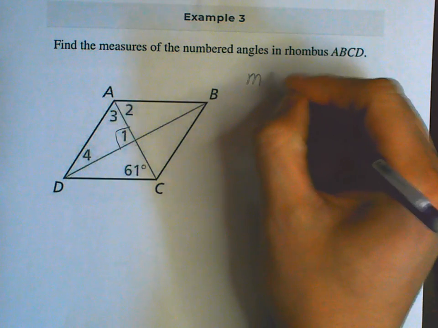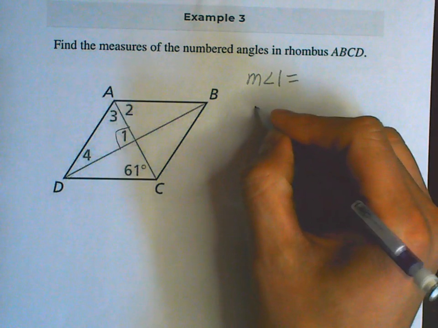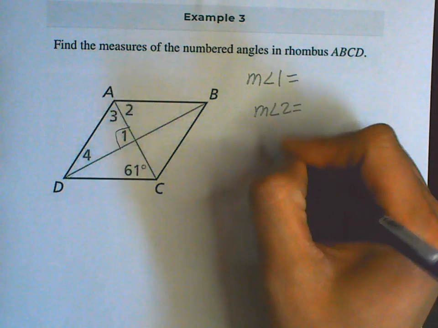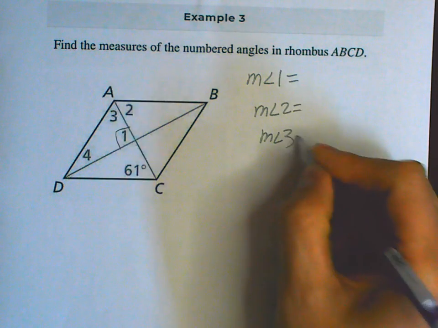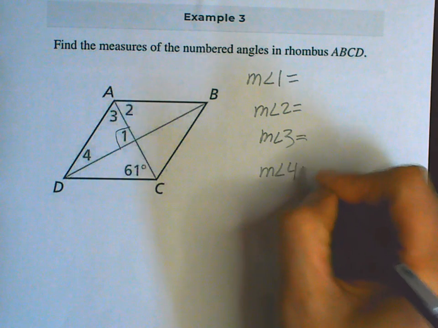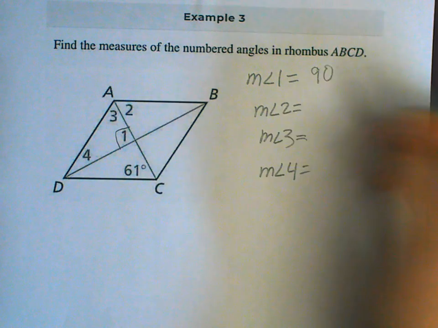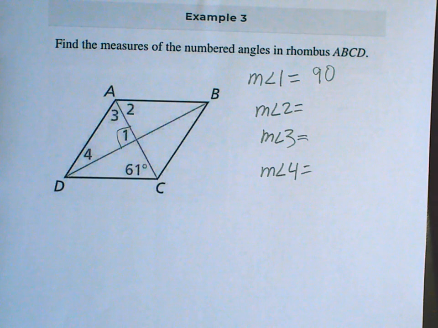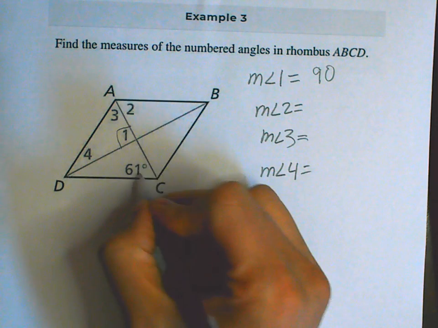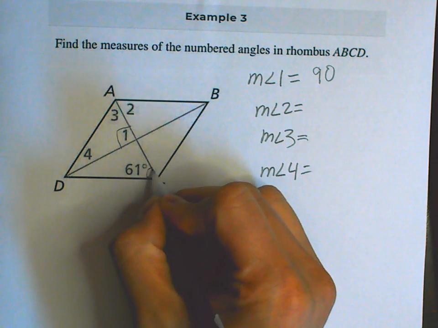So let's go ahead and make the list. Measure of angle 1, measure of angle 2, measure of angle 3, measure of angle 4. Okay, so we know angle 1 is going to be 90 degrees. So how are we going to figure out the other one? Well, we got to remember one thing. This angle here is congruent to this angle right there.